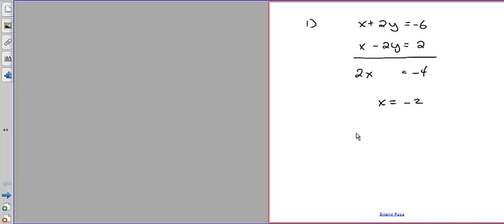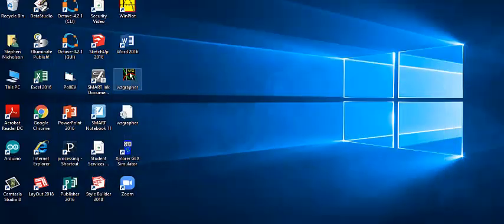And then we can plug into either one of the original equations. So we use this one here, first one. So you get -2 plus 2 times y. Guess I don't need those parentheses. 2y is equal to -6. So we add 2 to both sides. So -6 plus 2 is -4. Divide both sides by 2, we get -2. So the solution in this case is going to be -2, -2.